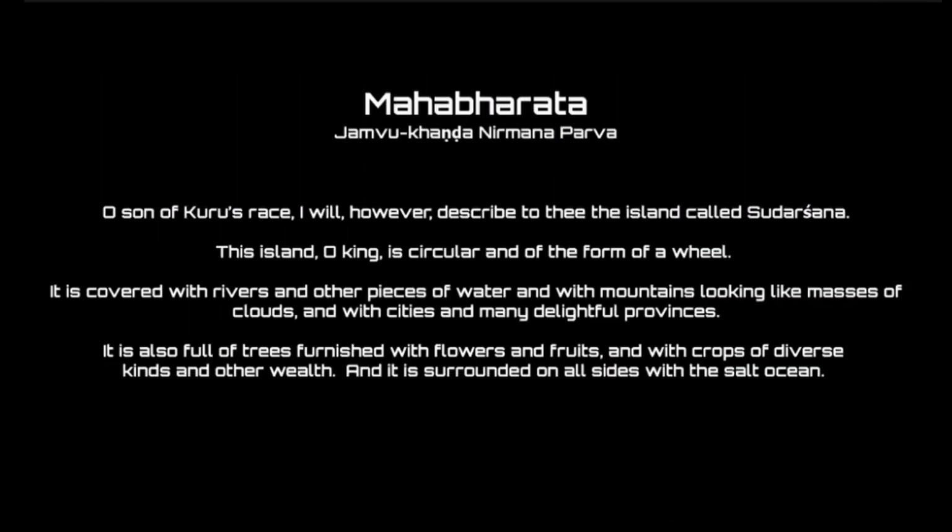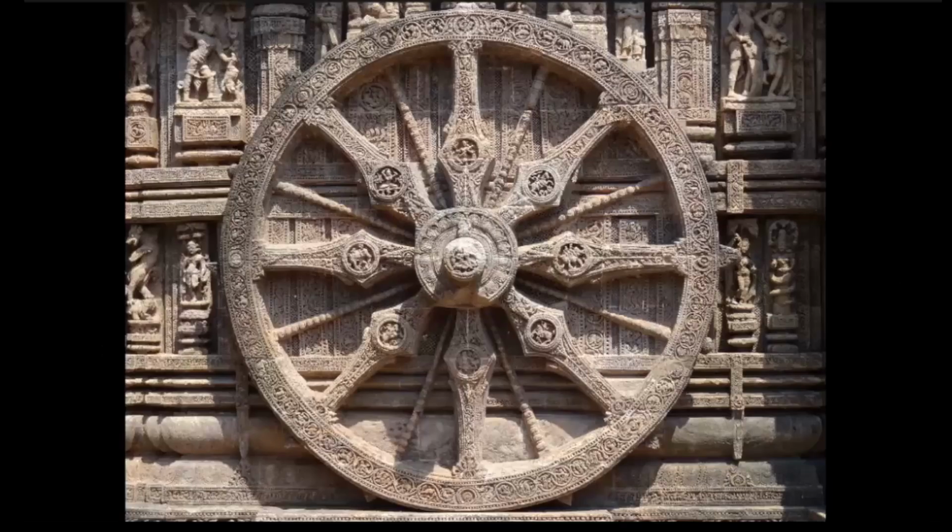So this is from the Mahabharata. Sanjaya would be saying this. He's talking to the blind king. O son of the Kuru race, I will, however, describe to thee the island called Sudarshan. The island, O king, is circular and of the form of a wheel. Okay, so that's Karnak temple.